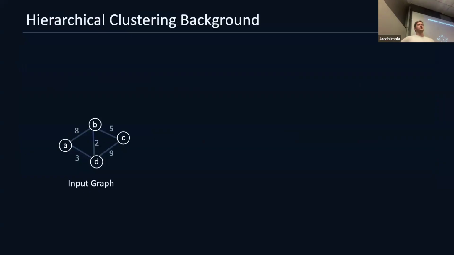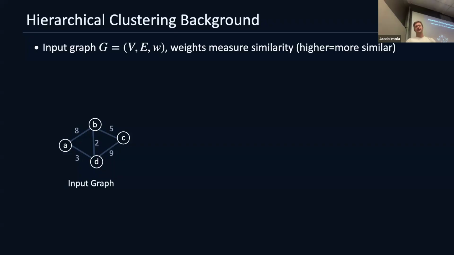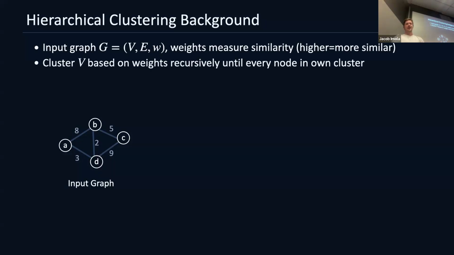So now we're going to shift focus quite a bit and talk about hierarchical clustering. So in the hierarchical clustering problem, you have an input weighted graph, and the weights measure similarity. So higher weights mean that these two nodes are more similar. And we want to cluster the vertices based on the weights recursively until every node is in its own cluster. So you'll make a high-level cluster, a bi-clustering at first, and then you're going to look at each of the two partitions and cluster those based on similarity.